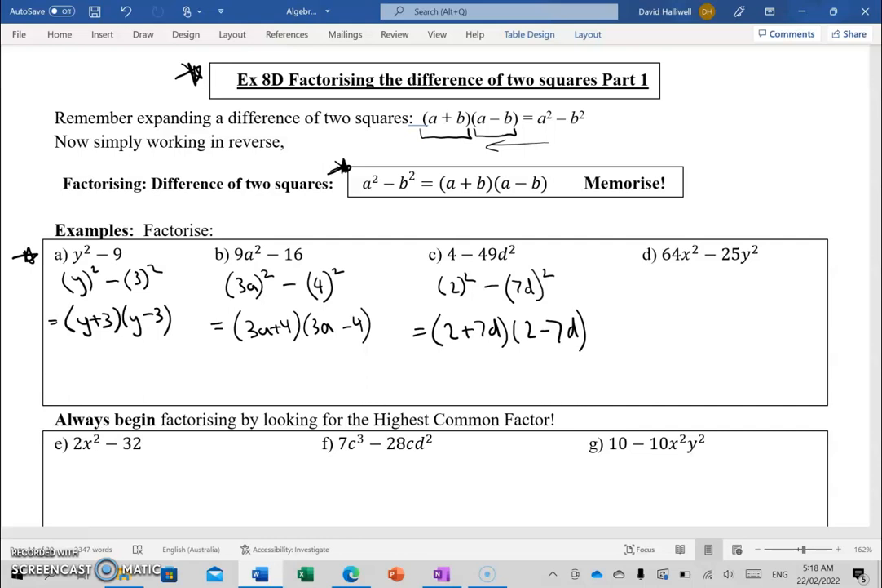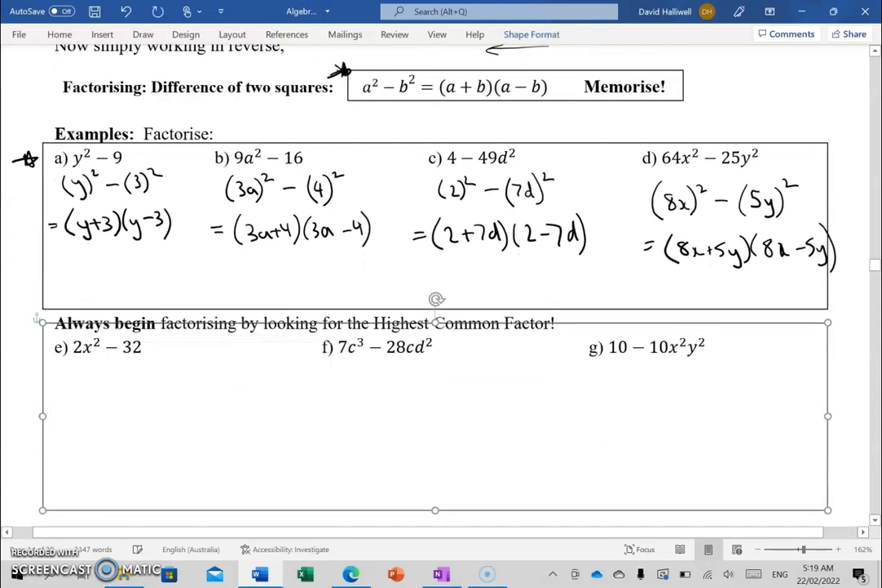Okay, write down D, 64x squared minus 25y squared. Okay, 64 is 8 squared, so I'm going to change that to 8x all squared. And 5 squared is 25, so I'm going to change that one to 5y all squared. Okay, using the rule, that's going to be 8x plus 5y, 8x minus 5y. So key thing, we're looking for two terms, and we can write it as something squared minus something squared.